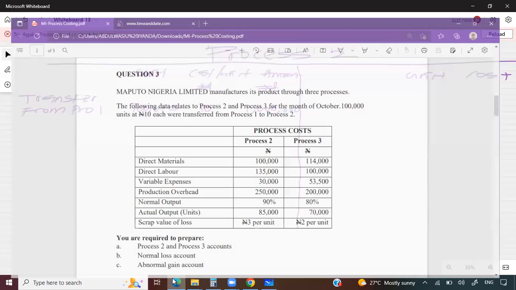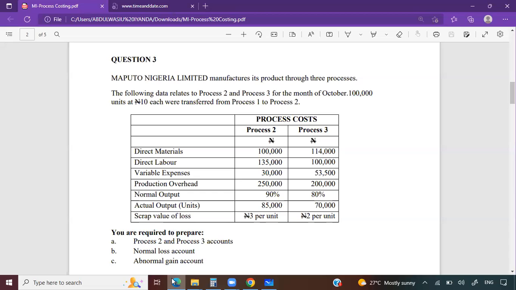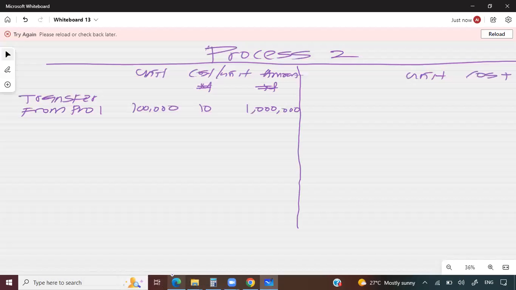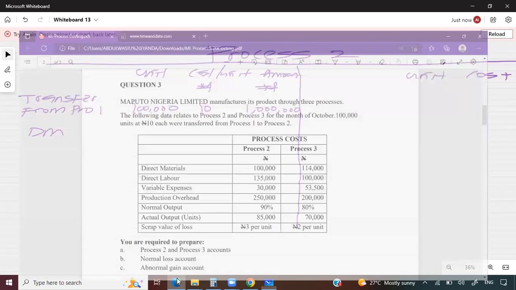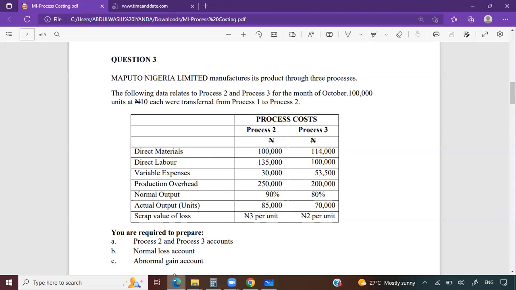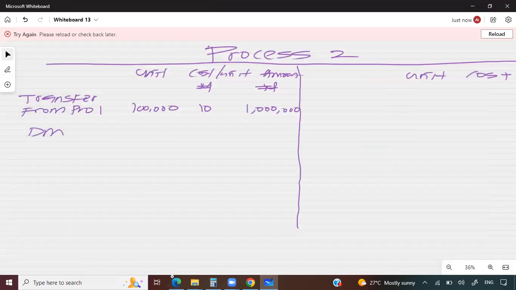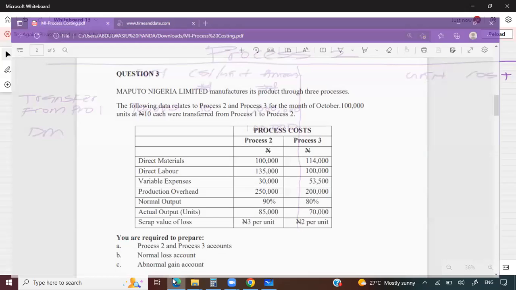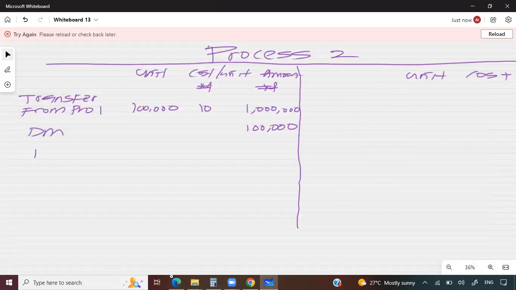Then what else again? We now have direct material of 100,000. We also have direct labor of 135,000.